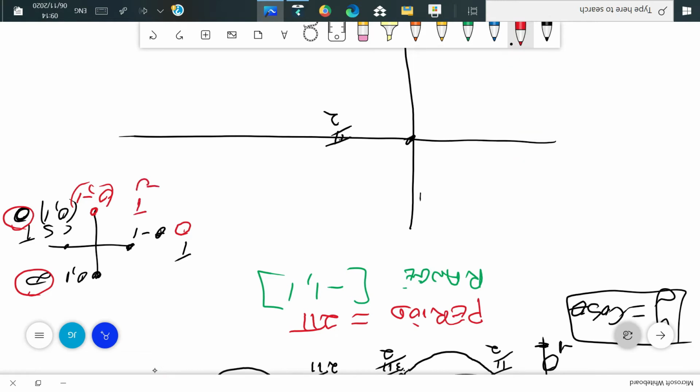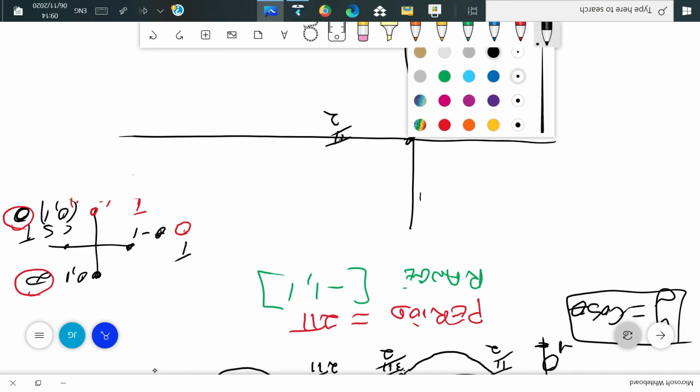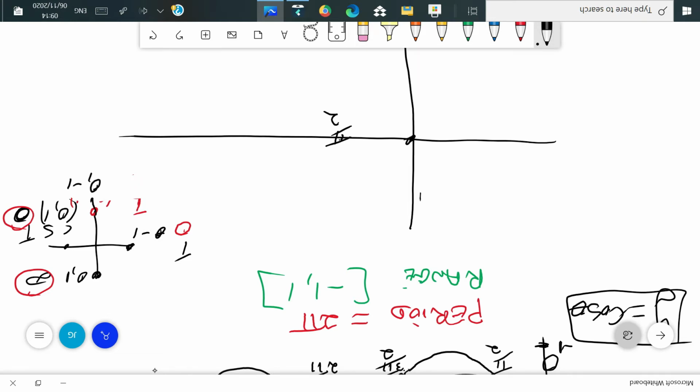I'll put it in. Oh, I didn't do that properly now. Let's take them all out. Sorry. 0, minus 1. So this one then is minus infinity.